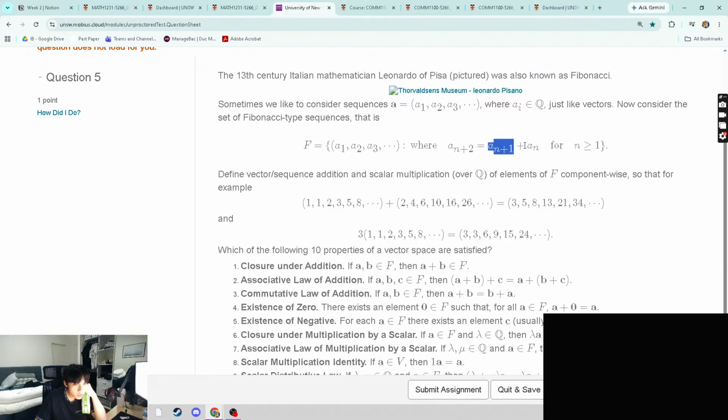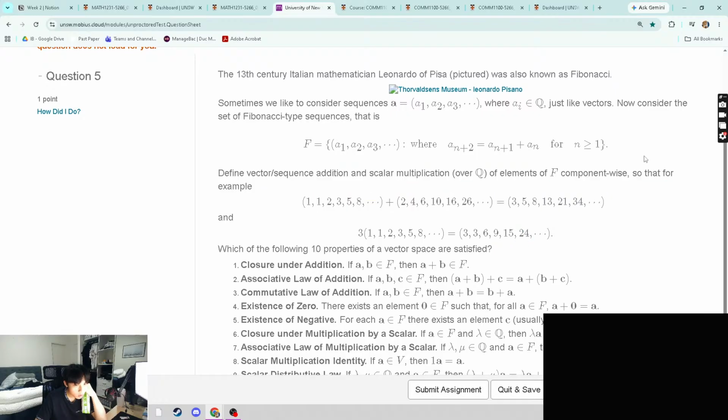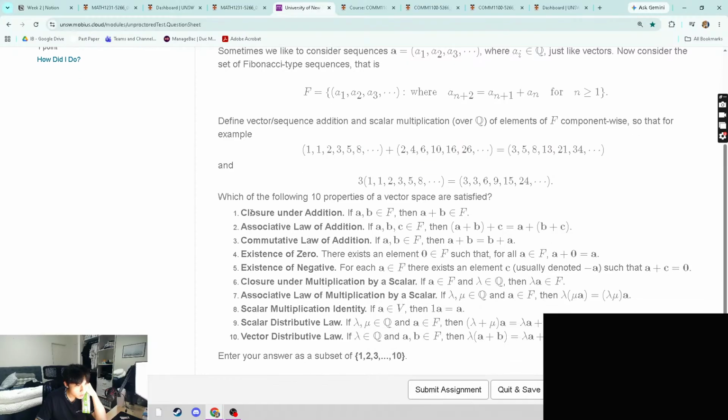Like something plus something before, or like two things before it becomes the next thing. Like 1 plus 1 is 2, 1 plus 2 is 3, 2 plus 3 is 5, and 3 plus 5 is 8. 3 plus 3 is 6, 3 plus 6 is 9, 6 plus 9 is 15, 9 plus 15 is 24. So that works. Like closure under addition will have any sequence still add to the next one, right?